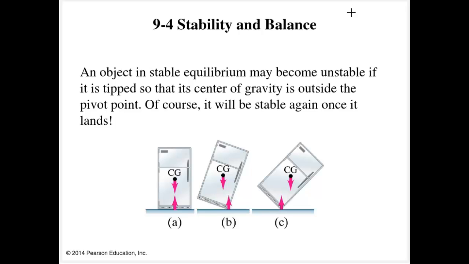An object that is in stable equilibrium can actually become unstable. For example, here we have the proverbial refrigerator. We're going to push it off to the side, and you can see that we've increased the potential energy. However, once the center of gravity passes over the pivot point, then the center of gravity starts to go down as you push it more and more off to the side. Therefore, we can take an object that was in stable equilibrium, pass the center of gravity over the pivot point, and then it becomes unstable equilibrium.